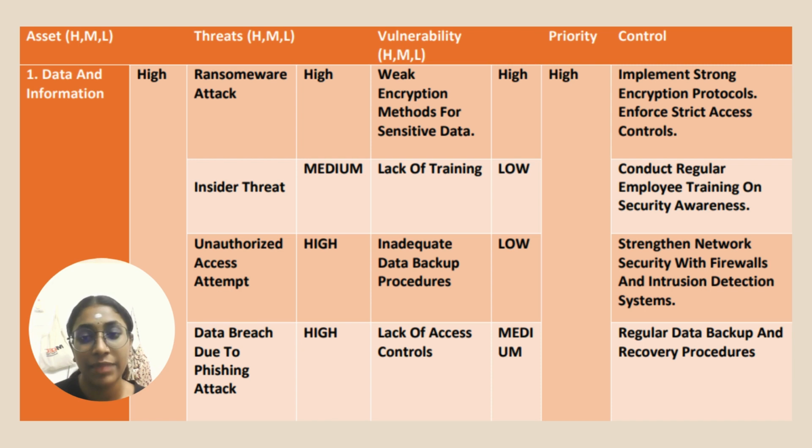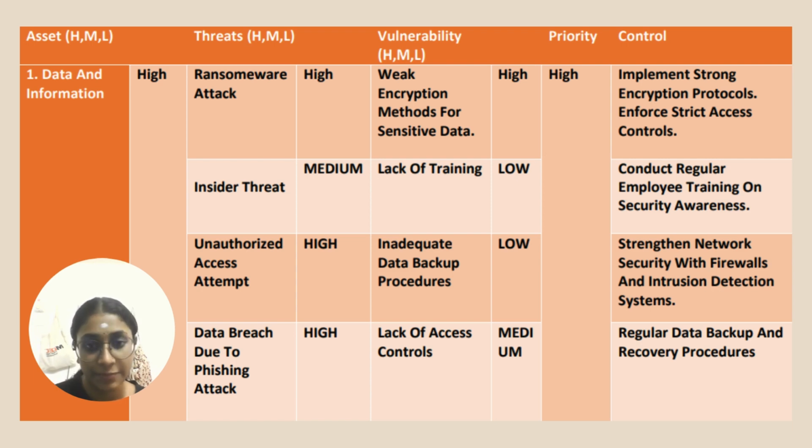The first and main asset will be data and information. The priority is high. In the threats, the high chances of threats are ransomware attack, unauthorized access attempt, and data breach due to phishing attack. Next, insider threat is medium.